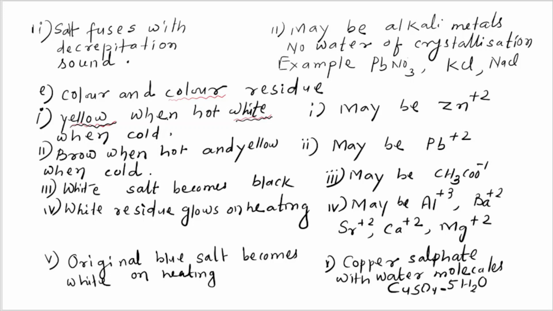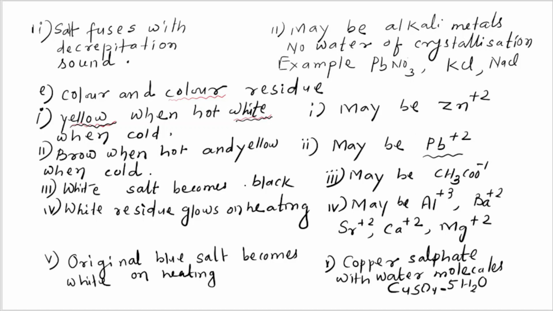Brown when hot and yellow when cold, that is maybe Pb plus 2. So Zn plus 2, Pb plus 2, NH4 plus are the cations. This is called basic radical, meaning cation. From the dry test heating, one may guess it.